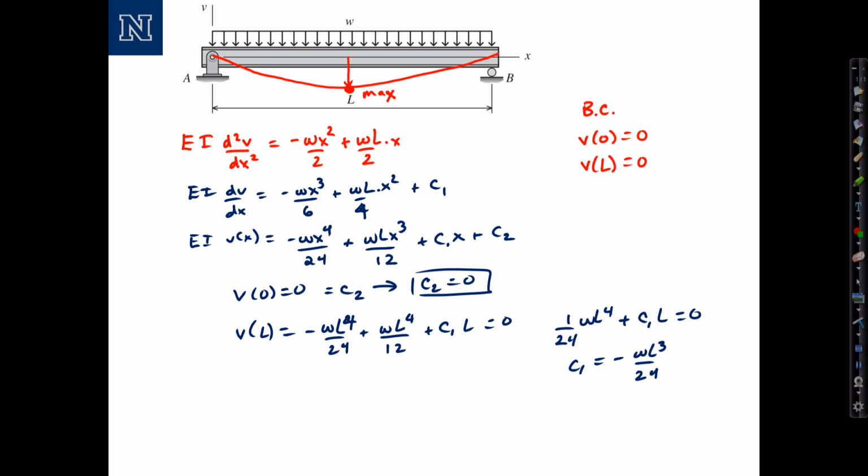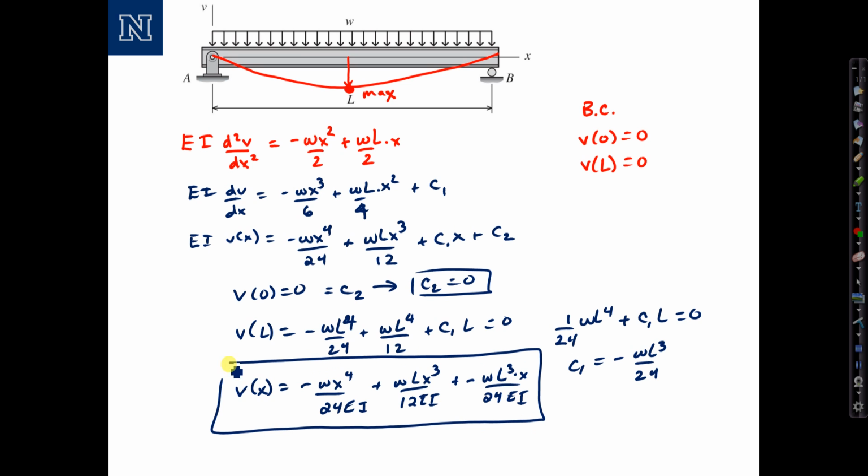Okay, so here's our beam equation. Our deflection equation, v of x, I'm going to divide every term by EI, equals negative wx to the 4th over 24 EI plus wL x cubed over 12 EI plus a negative wL cubed times x over 24 EI. And I'm perfectly content to leave it in this form. No need to factor out common terms or reduce further.